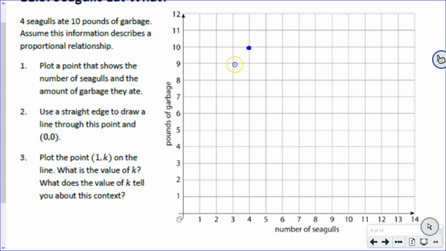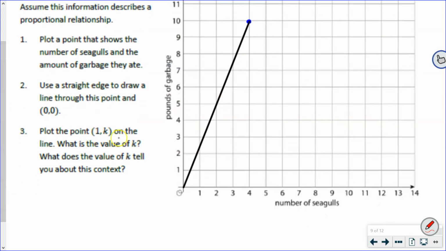It is very steep, you're right, because that is a lot of garbage. And the next part says use a straight edge to draw a line that goes from here all the way back to the origin. And now let's make some connections here. It says plot the point 1, k. But it doesn't tell us what k is.